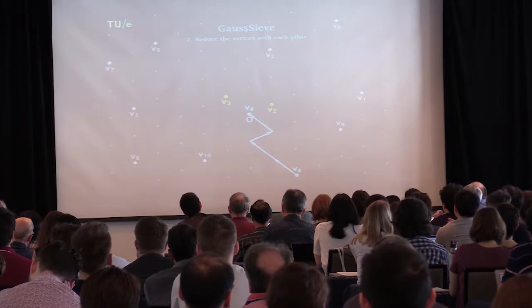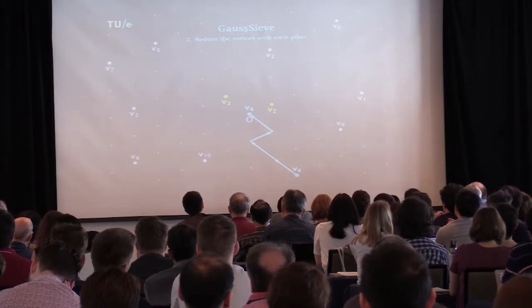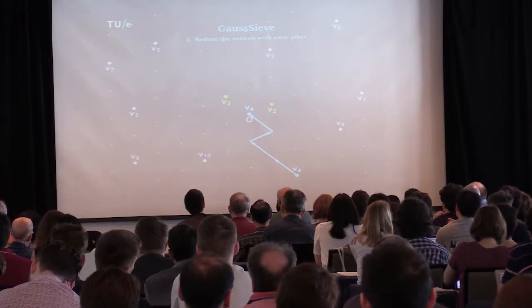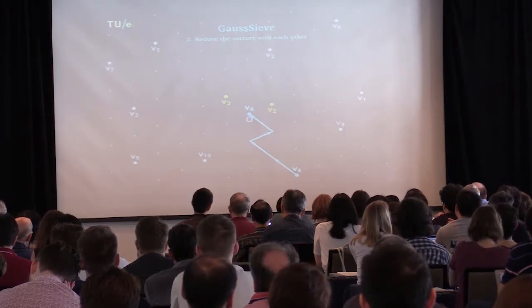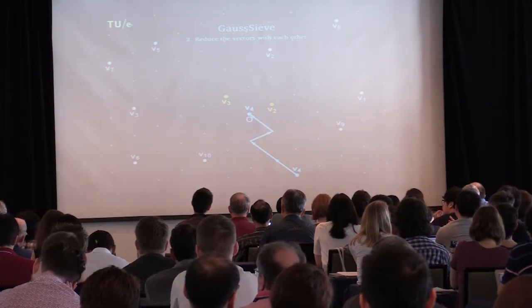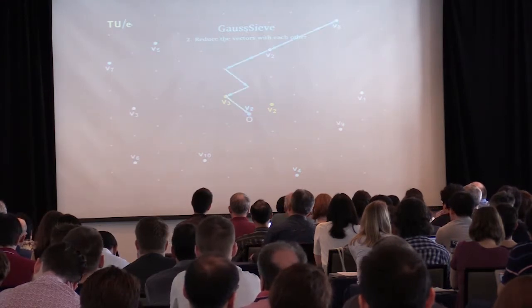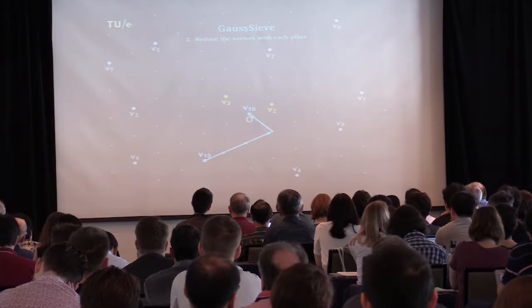And now actually we have two very nice, very short vectors in our lattice, V2 and V3, and all other vectors now will be reduced to the zero vector, because we can really reduce it all the way to zero by just adding and subtracting V2 and V3. So all of them become the zero vector.